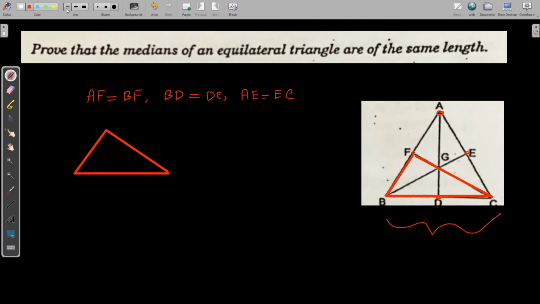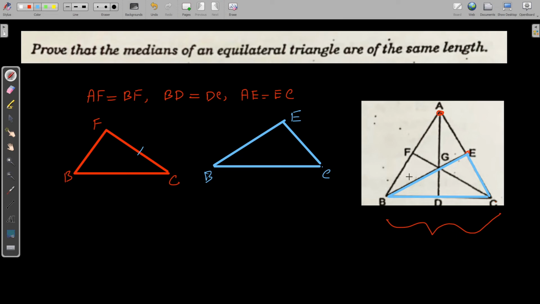So which triangle is this? Let me name it. It is FBC. Done. I will take another triangle from here. Let me use a different color. Let's take this triangle. Okay, if I draw it here, it will look something like this. The name of the triangle will be EBC. Now see, in both the triangles we have two medians. One median is FC, another median is BE. Okay, so first what we're going to do, we'll try to prove that these two triangles are congruent.